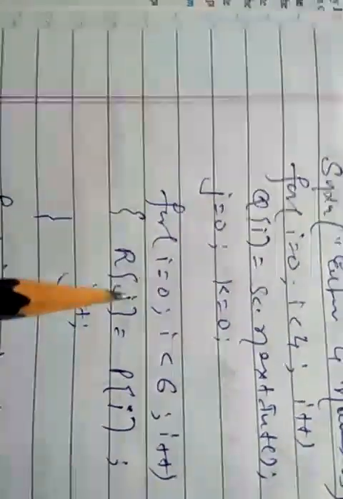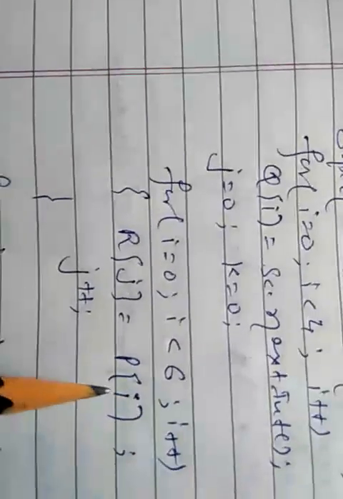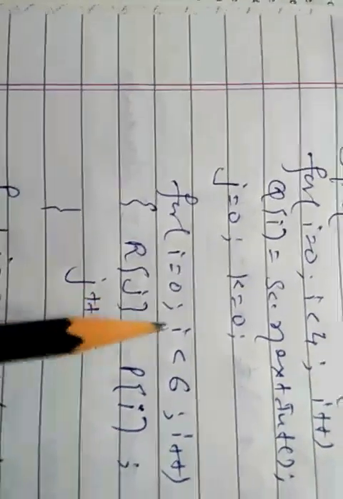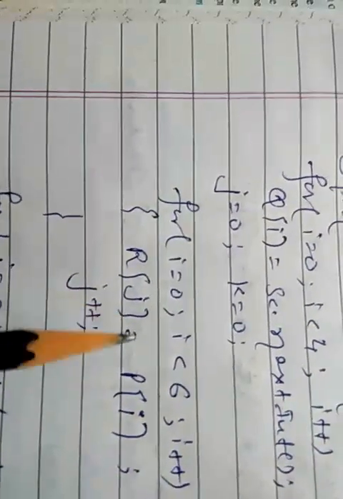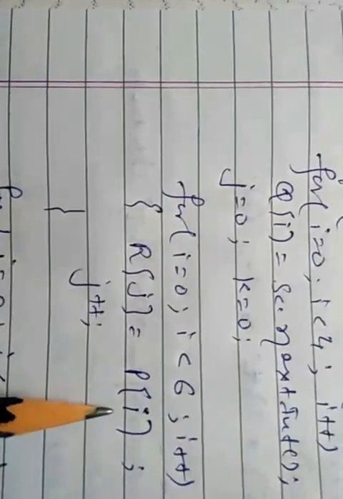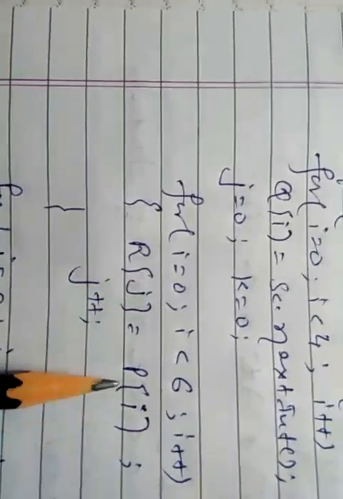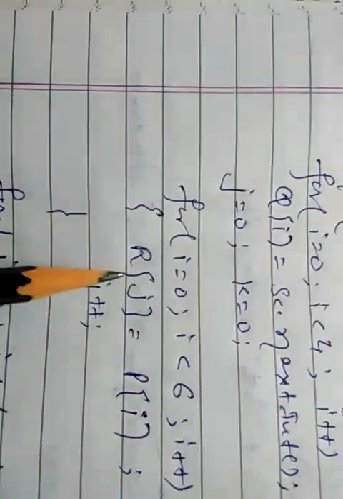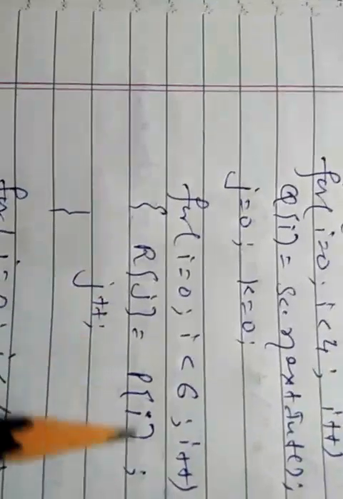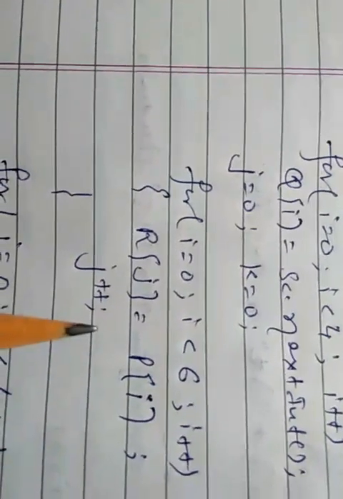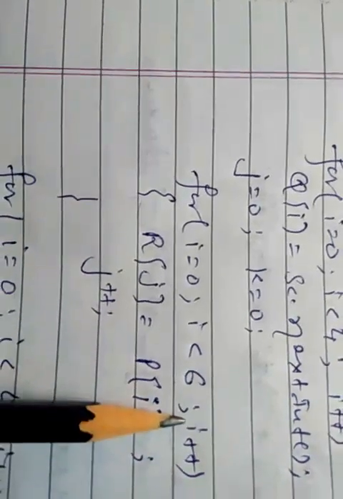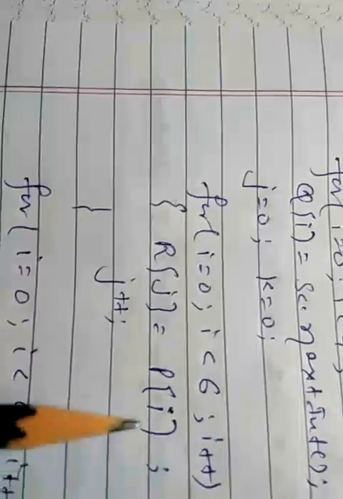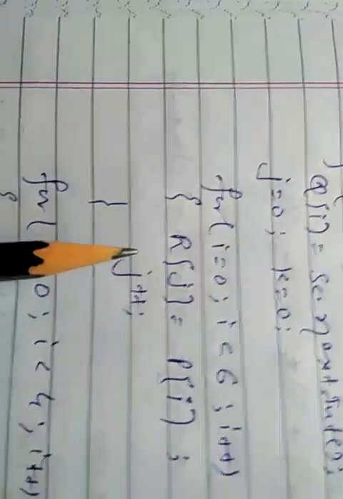And here we initialize the starting value of j and k, that is 0, and this is the loop for all the elements of P, which we are storing in R. So i is 0, i is less than 6, i plus plus, and R of j equals P of i. So the value at P's 0 position will be stored in R's 0 position, and both indexes will be incremented. j is from here and i will be from the loop. So this will copy all the elements from the array P into array R.